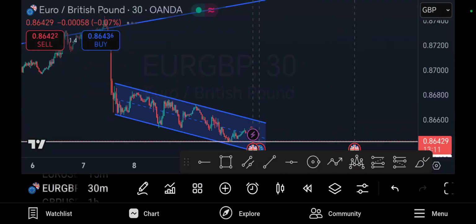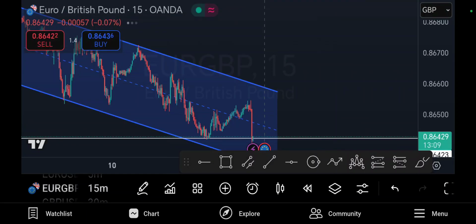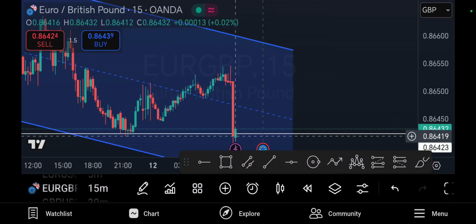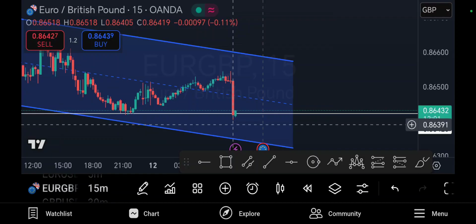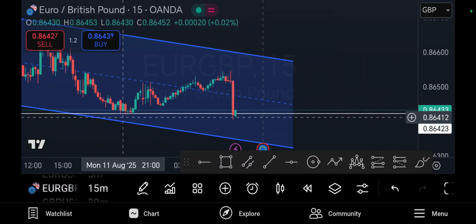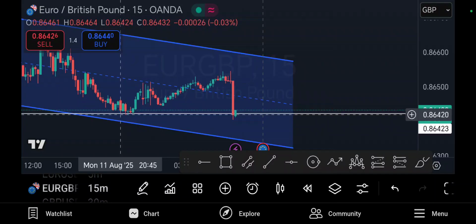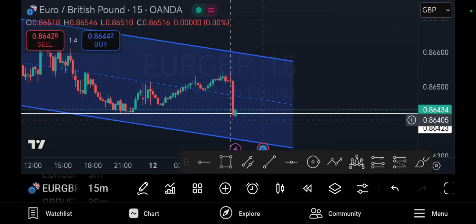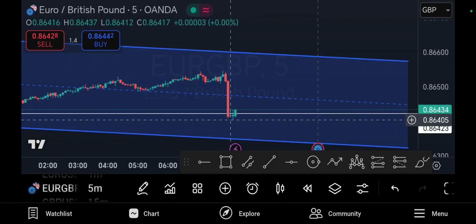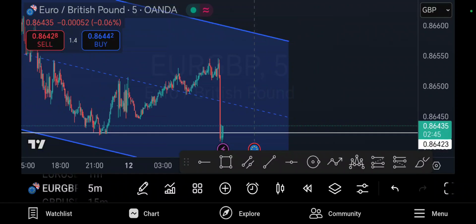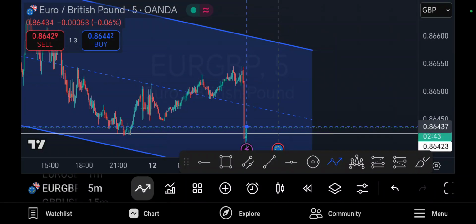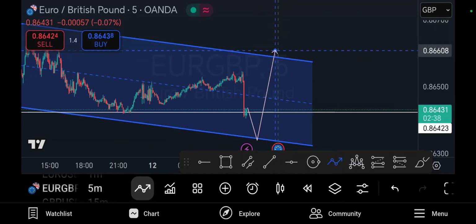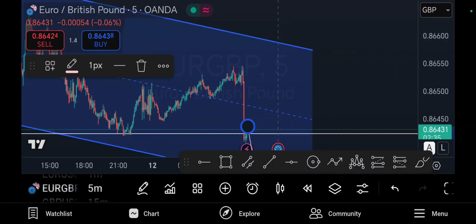That's the 30 minutes, 15. So you see, as much as it's closed below, here it respected and pushed up. Here it closed below it. So what we can expect is that the market can still push to the downside here, push to this area, and then actually start buying. And then that's about it.